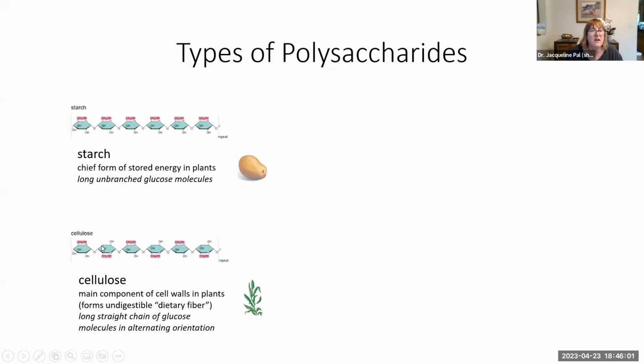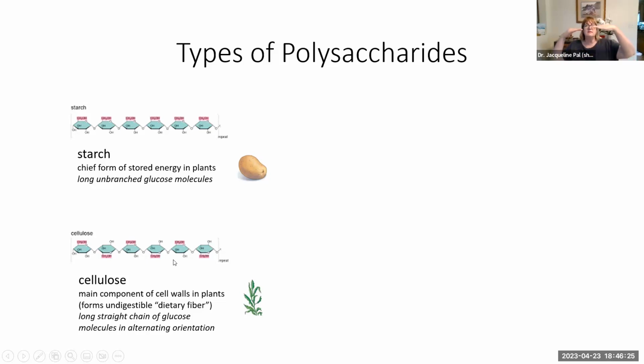Now, if you compare that to cellulose, cellulose is what forms the cell walls in the plant. We as humans have the enzymes, the molecules that can break down starch so we can taste the sugars, but we do not have what can break down cellulose. And you're going, wait a minute, if they are both just long branches of glucose, how come we can break one down and not the other?